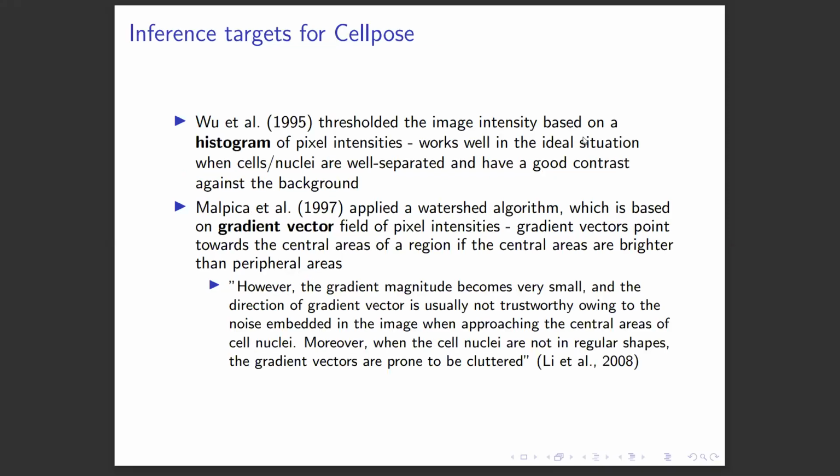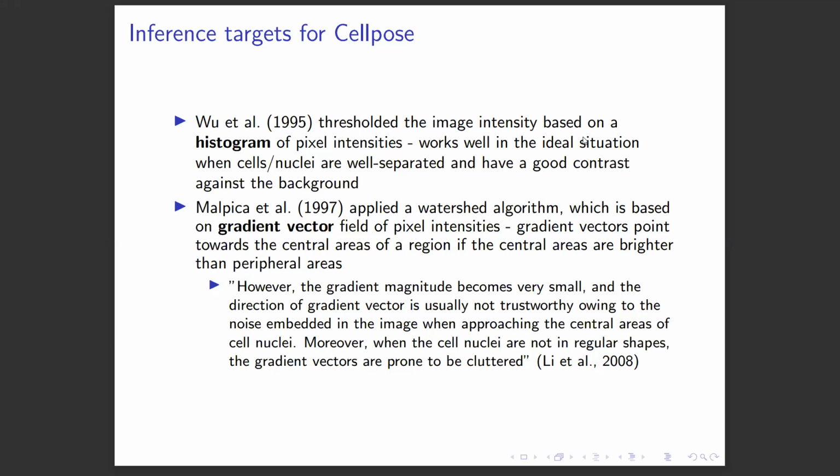So I'm going to talk in a little more detail about the line of work that leads to Cellpose. In 1995, people started doing image intensity analysis based on histogram. If you have a bright cell and a dark background, well separated, it's very easy to do cell segmentation, right? So the histogram method works, but people got more ambitious.